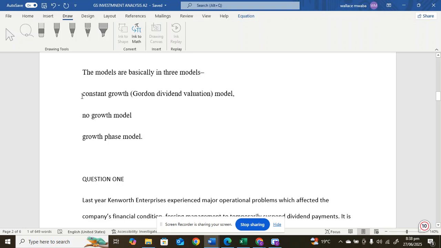The same way we calculate the value of a share using the constant growth model. The formula for the value of a share using the constant growth model is just the dividend over the required rate of return minus the growth rate. This is the same formula we're going to use to calculate our terminal value. Okay, colleagues? That's how we calculate our terminal value.